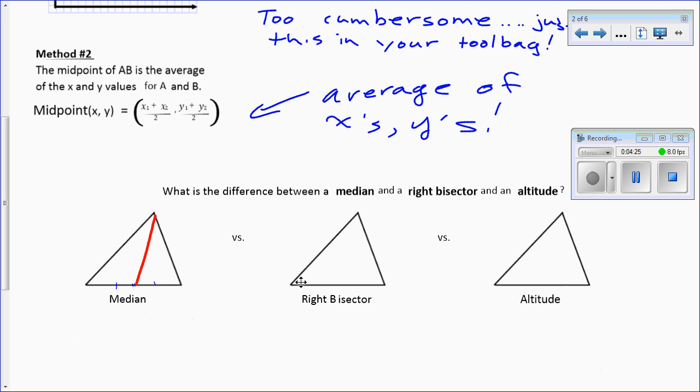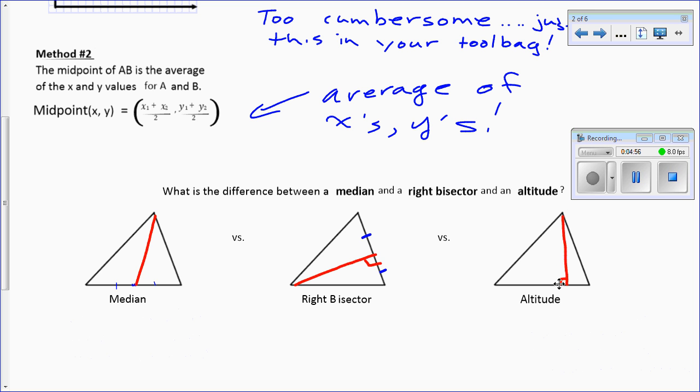When we talk about a right bisector, it literally does this. It splits the side in 2 that it's working with, but then the line that connects from the midpoint to the opposite corner is going to be at a right angle. Now, when we talk of an altitude, we've talked about that before. It's just a line that's at a right angle to the base.